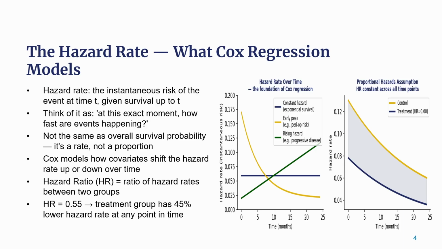The hazard ratio is then the ratio of this rate between two groups. HR equals 0.55 means the treatment group's hazard rate is 55% of the control group's hazard rate at any given moment. They're dying or relapsing at roughly half the rate. If the curves never cross, this ratio stays roughly constant over the whole follow-up period.